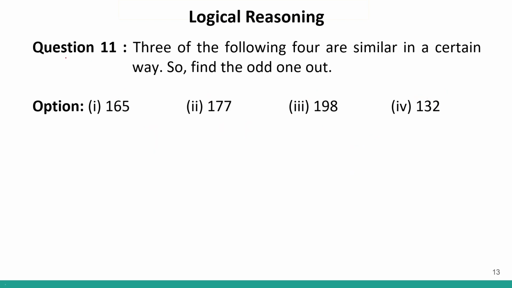Now let us look at question number 11. In question number 11, I can see 165, 177, 189 and 123. If I call these digits A, B and C, and look at option number 1, I can see that A plus C is giving me B. Correct? How? 1 plus 5 is giving me 6.